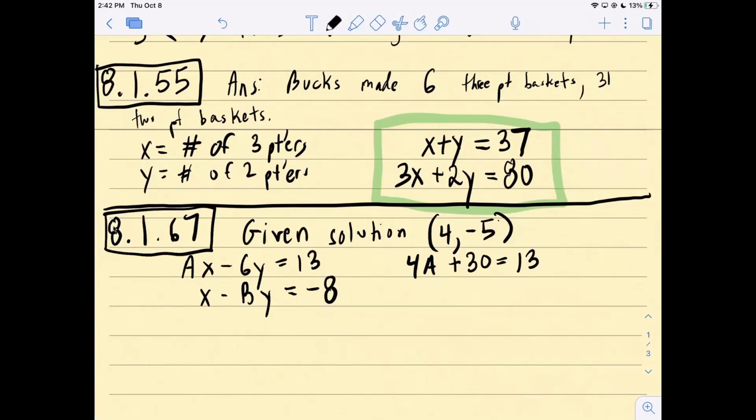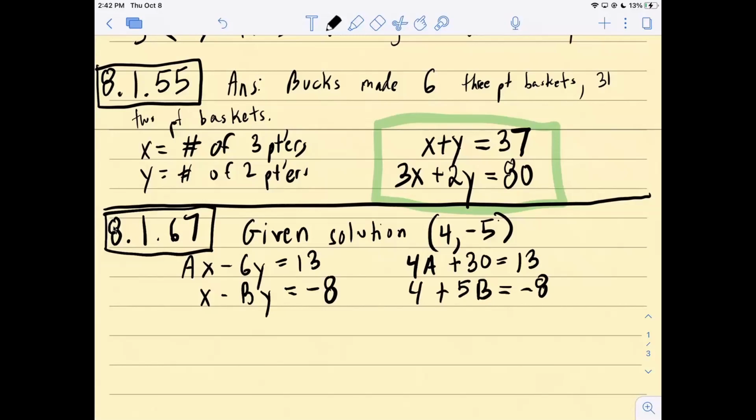Okay, thank you. And then this one, when you plug in 4 and -5, you get 4 minus 5b plus 5b is equal to -8. And then you can solve for a and b.